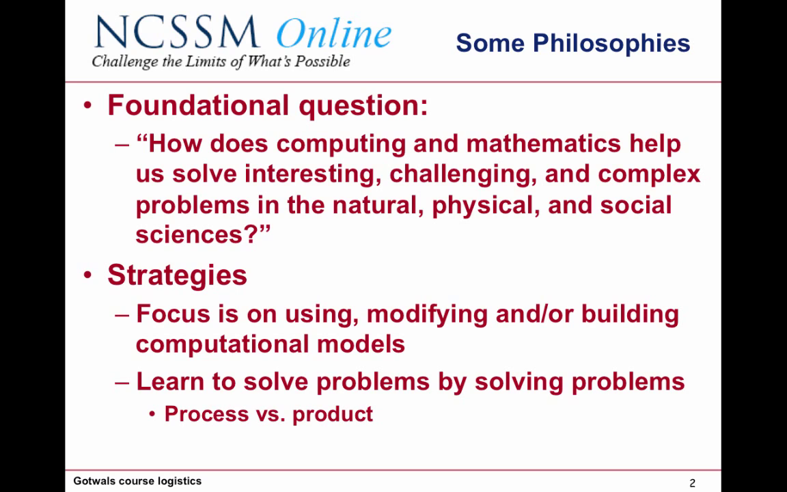And it's a little bit of process versus product. What I mean by that is sometimes you're going to be learning how to solve these problems by spending most or all of your time trying to build the computational model, and that's sort of a process approach. And sometimes you'll be trying to solve problems in the sciences by using somebody else's computational model, and that's sort of a product approach. So sometimes just building the model is how you're going to learn about things. Sometimes using a model is going to be how you learn about things, and sometimes it's going to be a combination of both of those things.